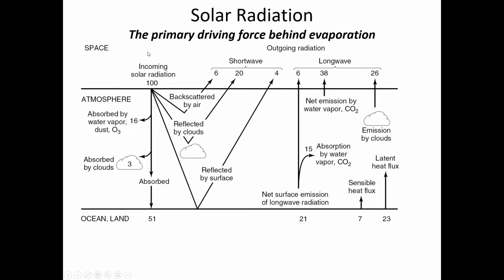Remember, the incoming radiation is short wave, and so is the outgoing radiation that's reflected. It's only the energy that has been absorbed by a solid or a liquid, like the ocean or soil, that is then emitted as long wave radiation. That's where the spectrum and frequency have shifted to a whole different range of frequencies. But for 100 units of sun that comes in, only about 51 units of that energy is absorbed by the ocean or the land.